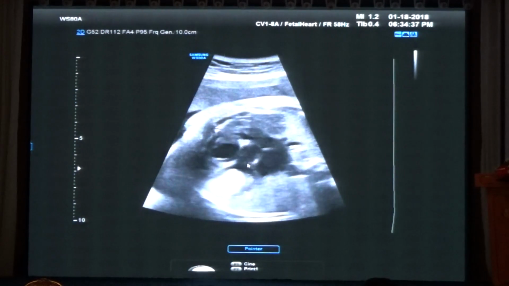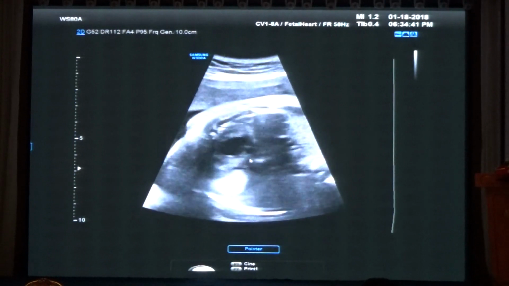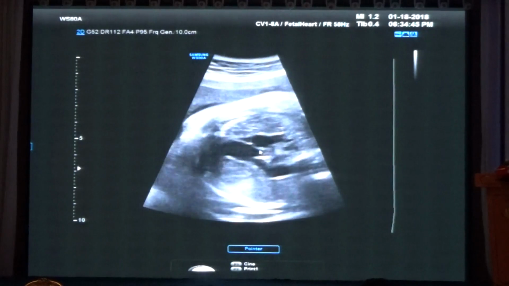You see the aortic valve very well. This is the left outflow tract over here. And then if you go a bit above that, you see the right outflow tract over here. And then we go to the three vessel view.